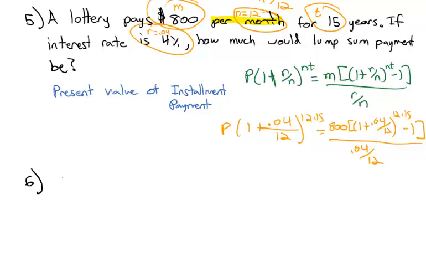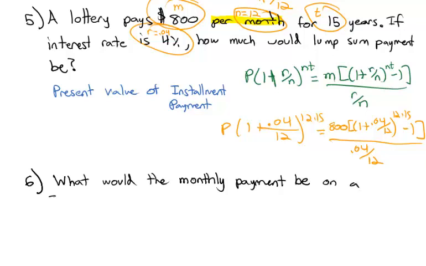How about this problem? What would the monthly payment be on a $25,000 car at 8.2% for 5 years?